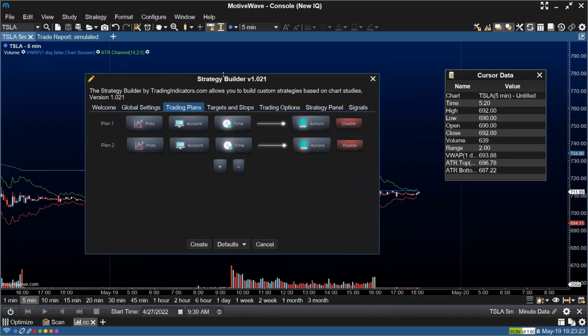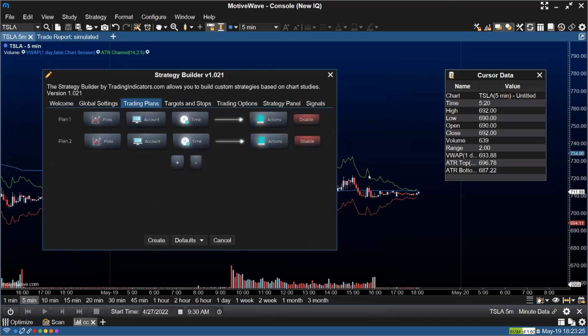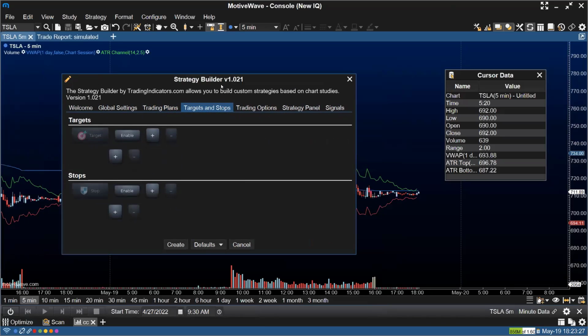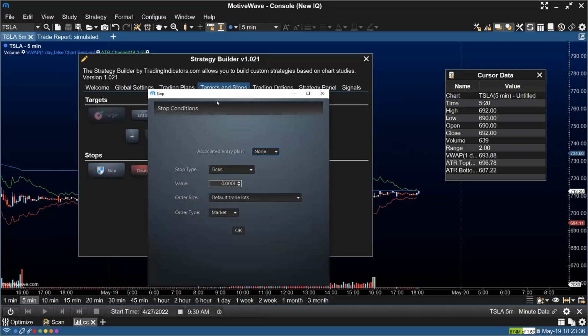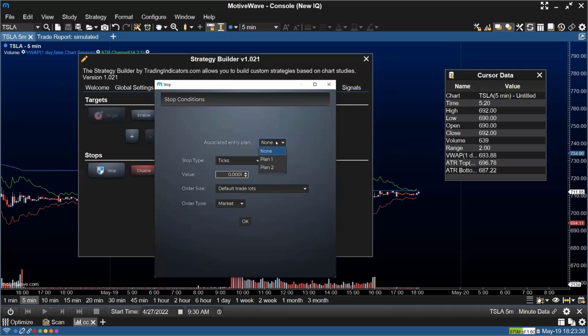But we also want to have that trailing stop based on the ATR channel. So I go over to the targets and stops tab, and I'll create two stops, one for my short trades and one for my long trades. So for my long stop, I know that my long plan is plan 1. So I select associated entry plan, plan 1.